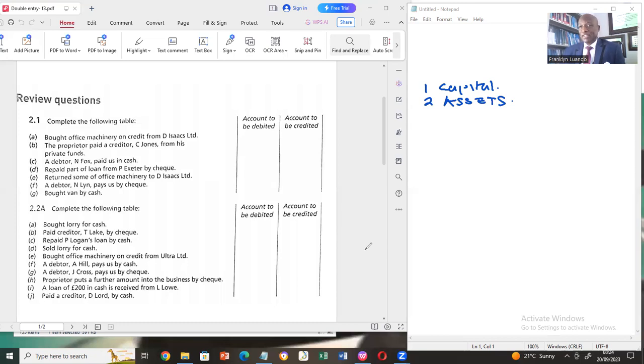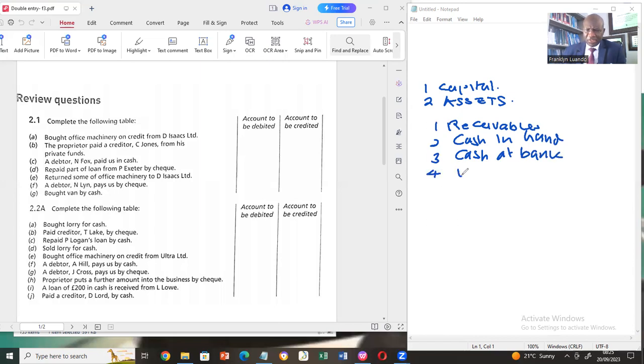So we have a number of examples of current assets. We have receivables. We have the cash in hand. We also have cash at bank. We also have prepayments. So these are examples of current assets.